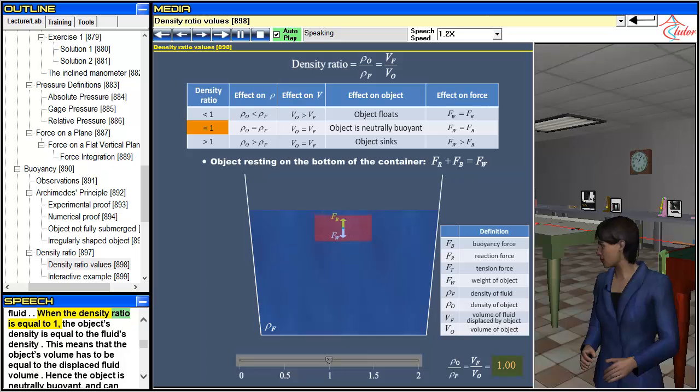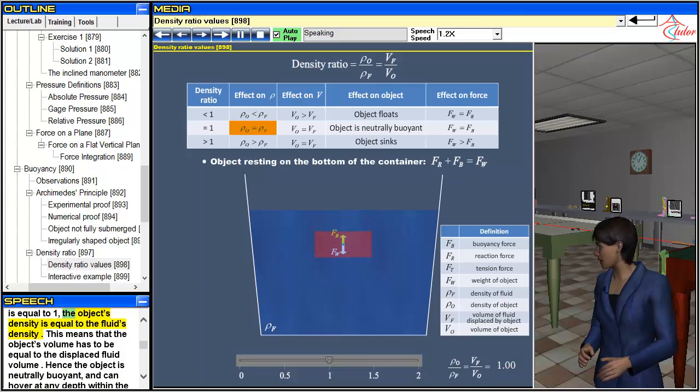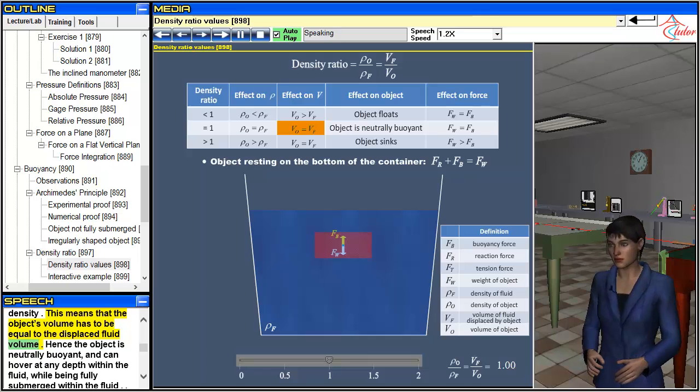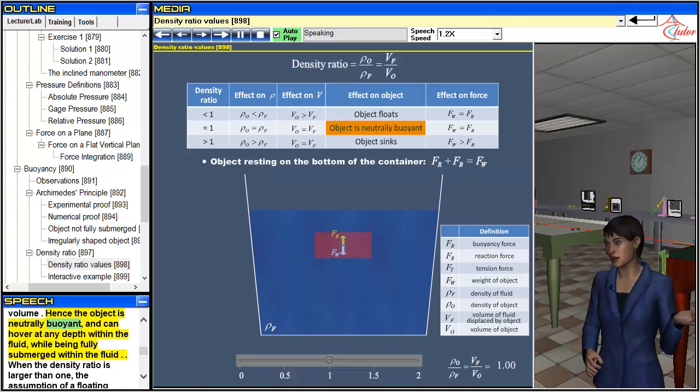When the density ratio is equal to 1, the object's density is equal to the fluid's density. This means that the object's volume has to be equal to the displaced fluid volume. Hence the object is neutrally buoyant, and can hover at any depth within the fluid, while being fully submerged within the fluid.